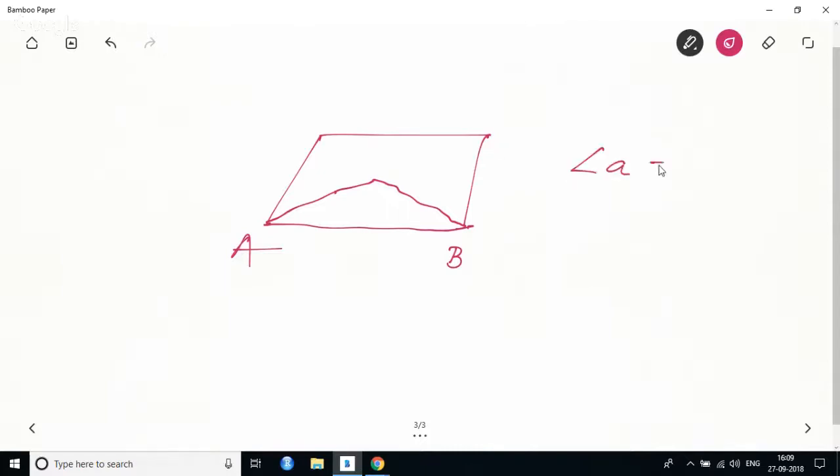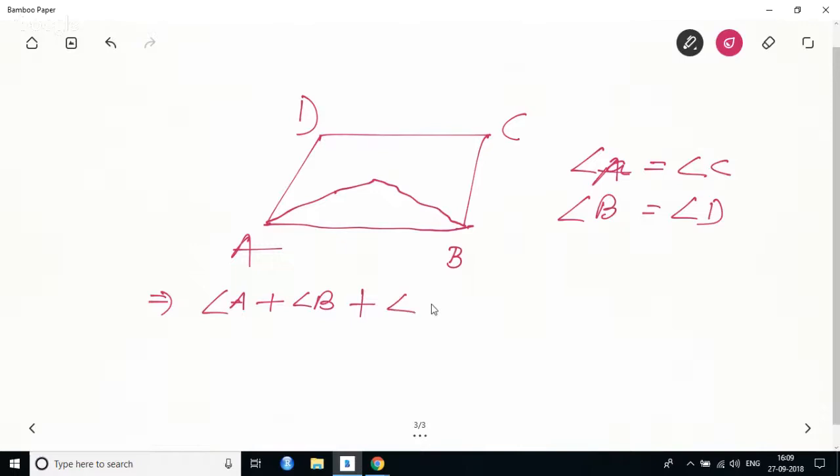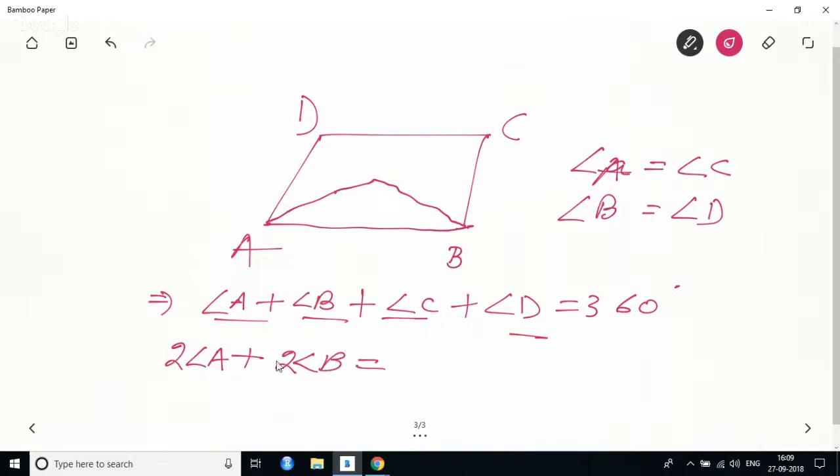If A is equal to C, so suppose this is C and this is D, and let me make it capital for you, and B is equal to D. So try to understand, angle A plus B plus C plus D is equal to 360 degrees. Now A and C are equal, so I can write it 2A, and B and D are equal, so I can write it 2B. So 2A plus 2B is equal to 360 degrees. So A plus B would be equal to 180 degrees. As simple as that.